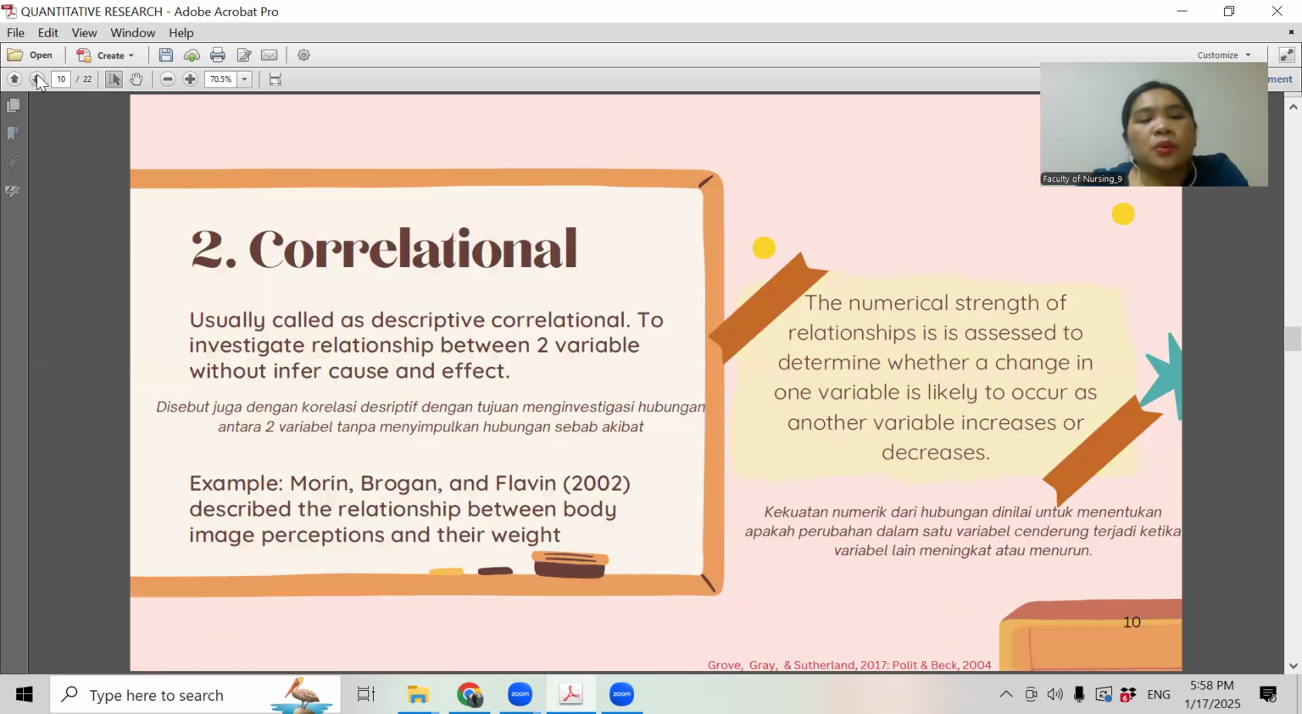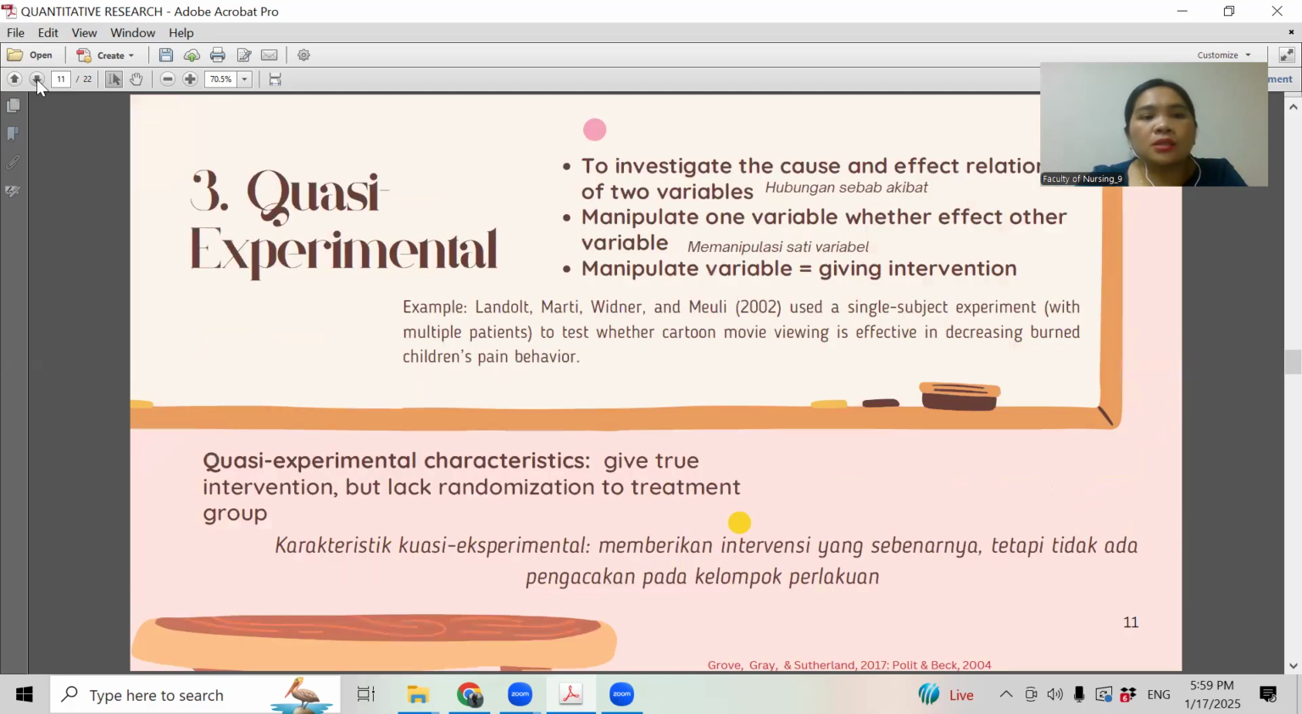The second one is correlational. In correlational, we investigate the relationship between two variables. We only assess the strength of the relationship. So if one variable decreases, what will happen to the other variable? For example, Maureen in 2002 described the relationship between body image perceptions and weight. So it only looks at what their relationship is, not the cause and effect.